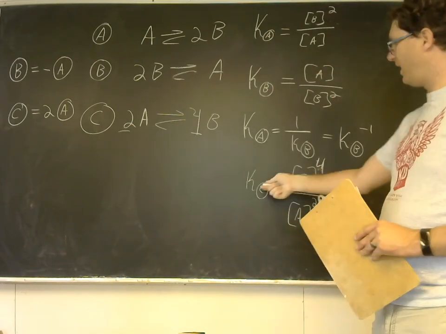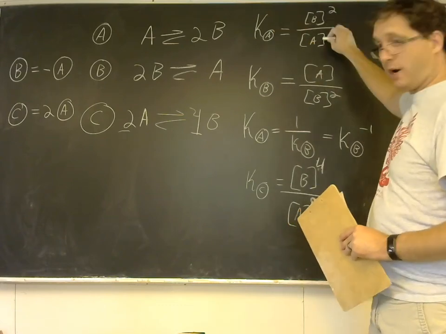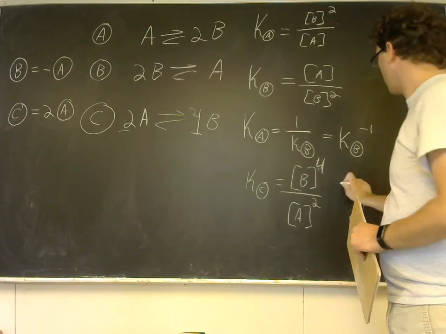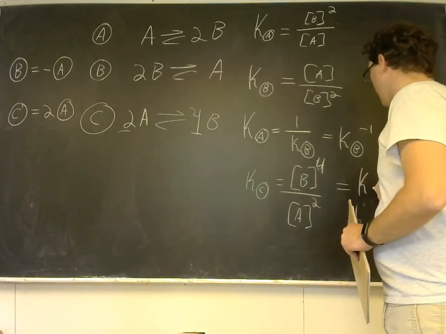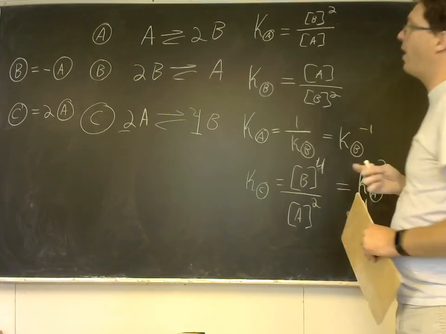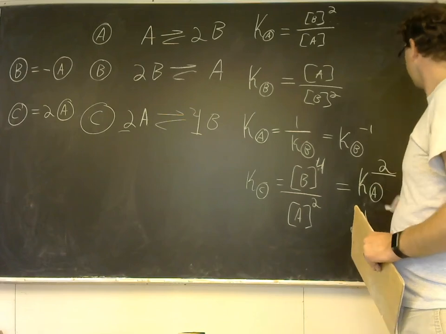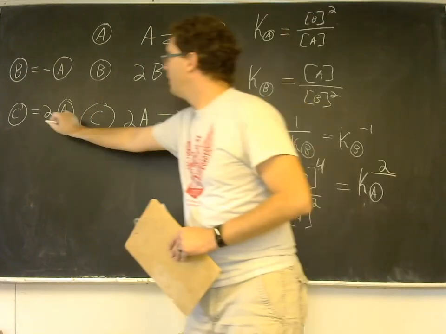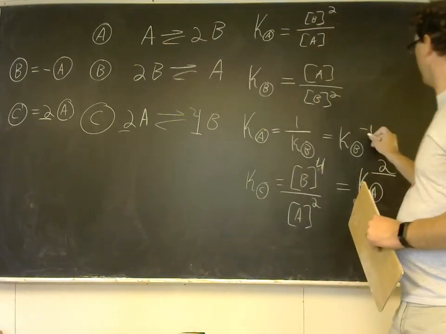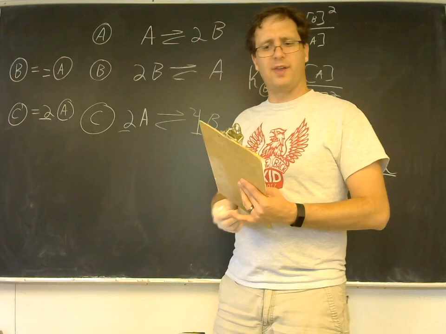How does Kc relate to Ka? Ka is B squared over A. Kc is B to the 4th over A squared. That is just Ka squared. And so you see this exponent is kind of related to that coefficient. The -1 here is related to that coefficient of -1 there.